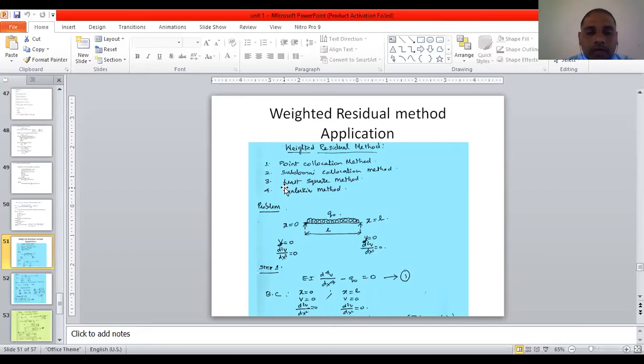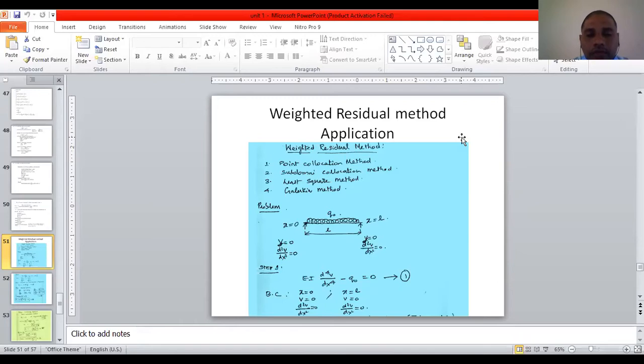As we discussed earlier, there are four different methods involved in minimizing the residuals in any function, in order to reduce the residual functions or reduce the error. Those methods are called the point collocation method, subdomain collocation method, least square method, and Galerkin method. These are the four methods to reduce the error in solving any kind of problem. Now we will discuss in detail all these four techniques to resolve the governing equations.